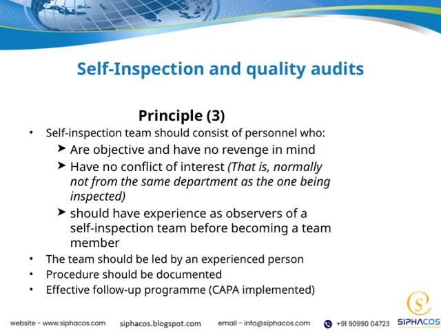Let's talk about Principle 3, which focuses on the composition and leadership of the self-inspection team. First, it's crucial that the team members are objective and have no personal vendettas or revenge motives. This helps ensure that inspections are fair and unbiased. Next, team members should have no conflicts of interest, meaning they typically shouldn't come from the same department as the area being inspected. This separation helps maintain impartiality and credibility in the process.